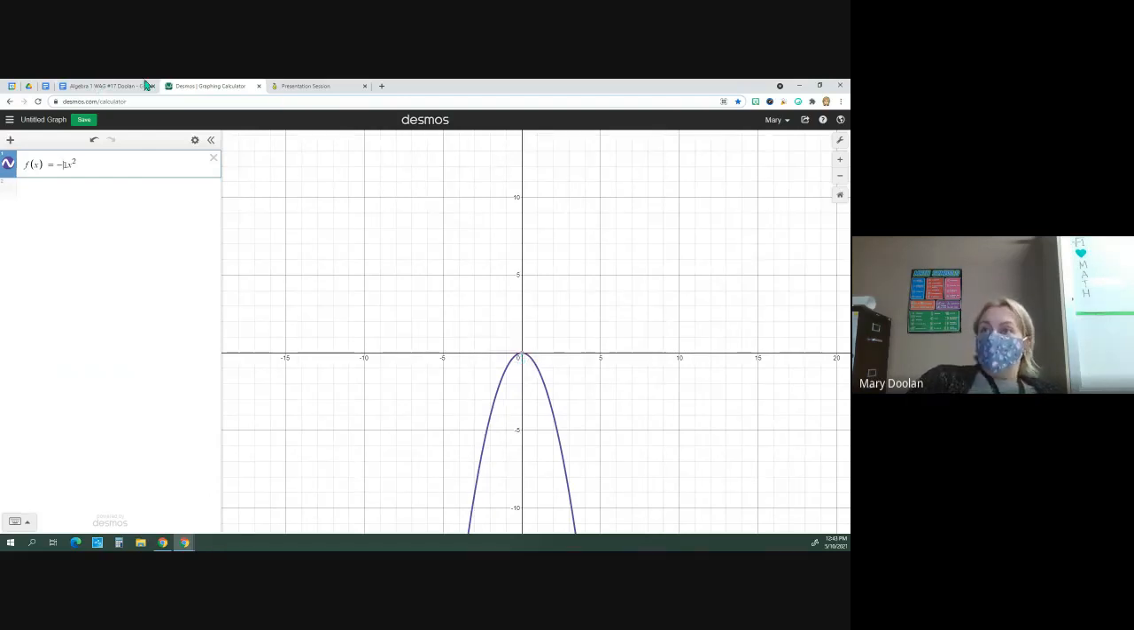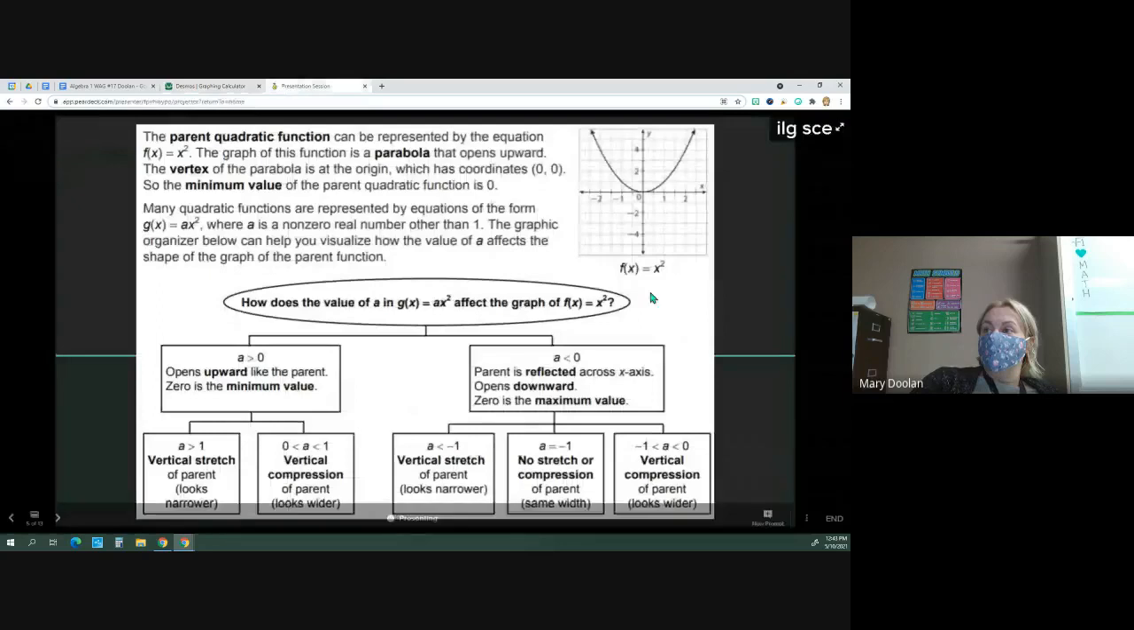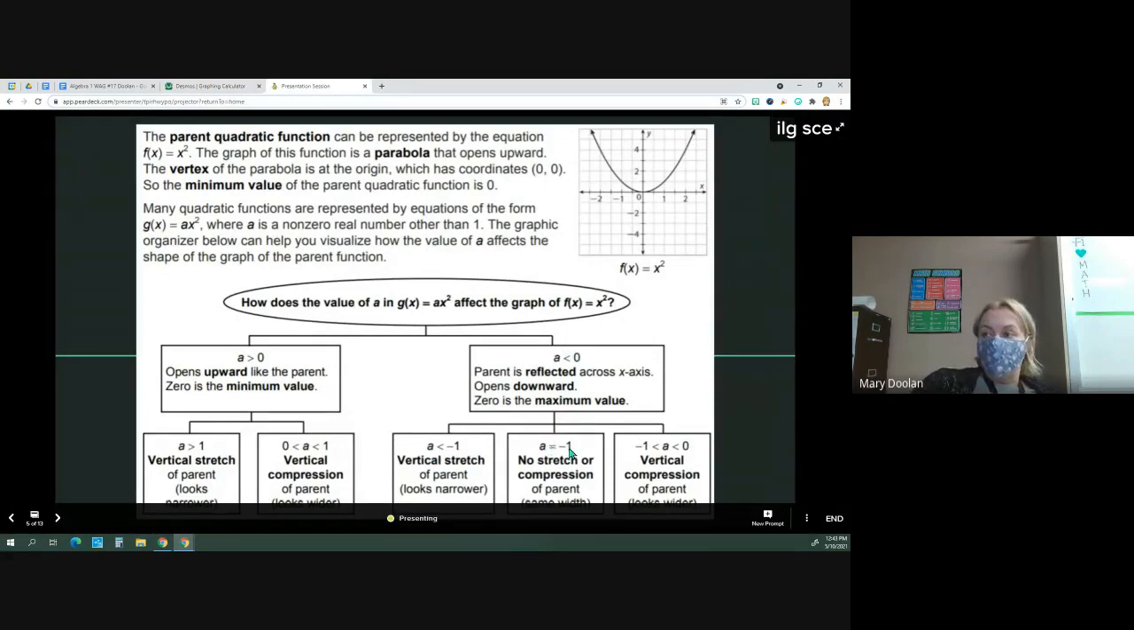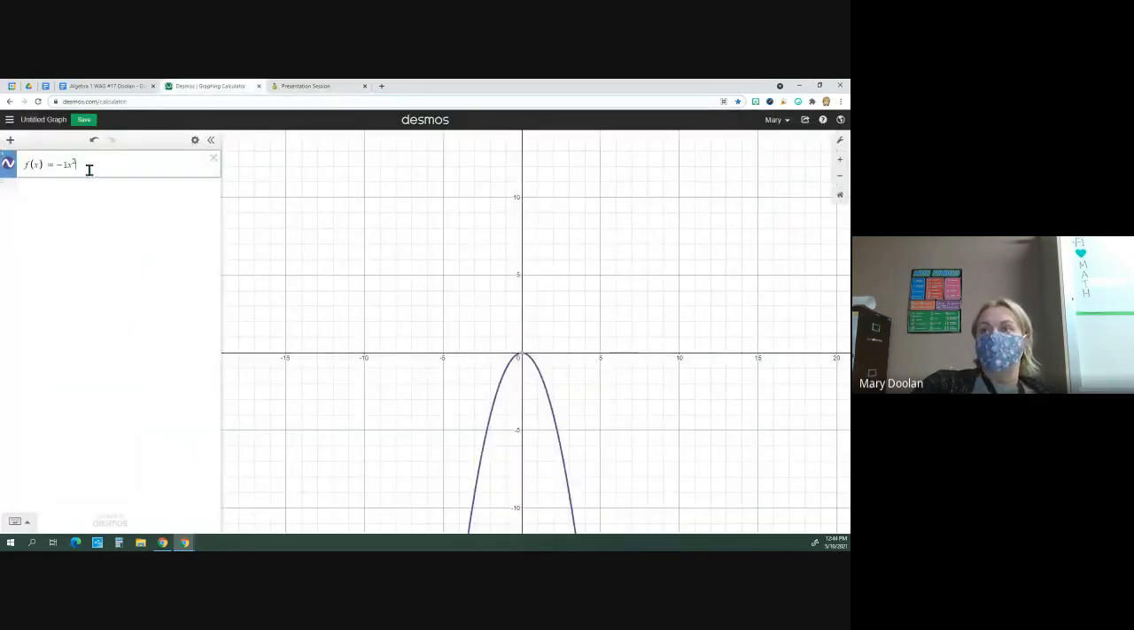So when this is negative, this happens. These things are true. And now you can be more specific about what your negative number is. So right now we have a equals -1. No stretch, no compression of the parent, same width. And that's exactly what we have here. And I can just show you again, there's x squared, there's negative x squared. It's just flipping it. It's not changing if it's compressed or stretched.